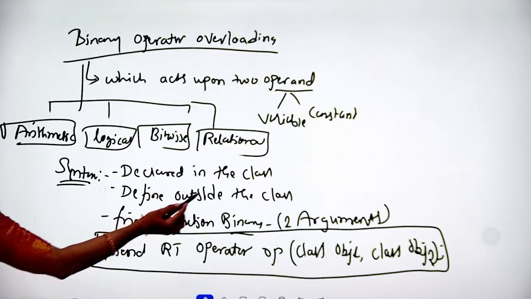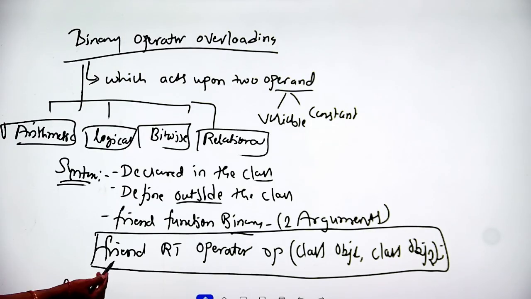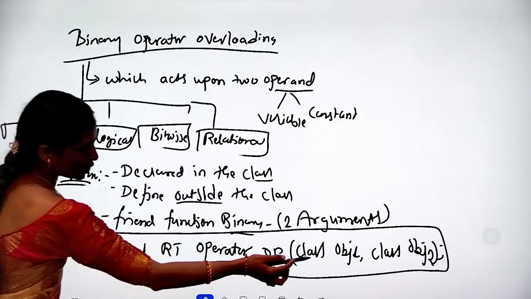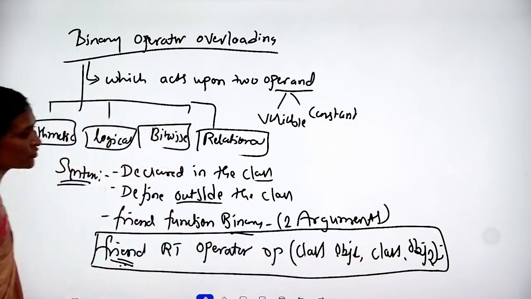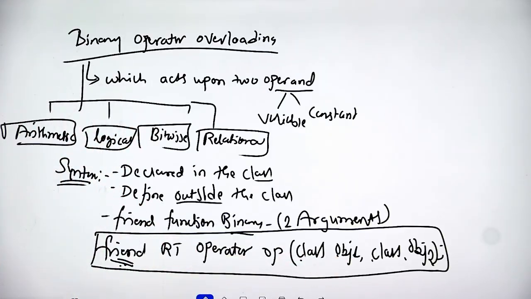It should be declared within the class and defined outside the class. This is a friend function, and a friend is a non-member of the class. So if you want to access the data members and member functions of the class, then we need to mention to which class it belongs. Hence, this is the syntax. I hope you are clear with the syntax.